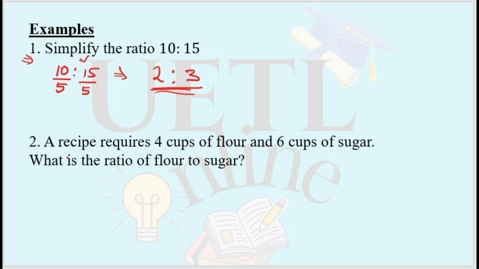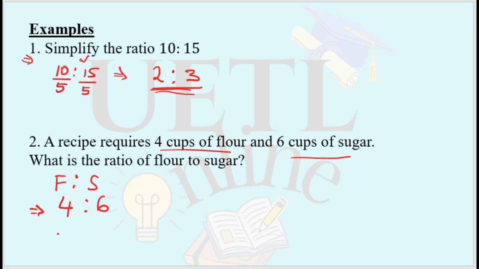A recipe requires 4 cups of flour and 6 cups of sugar. What is the ratio of flour to sugar? As easy as that, you just have to write flour to sugar. Now you just have to put the numbers. Flour, how many do we have? 4, is to 6 cups of sugar, then 6.